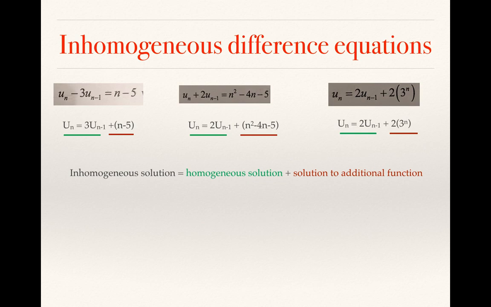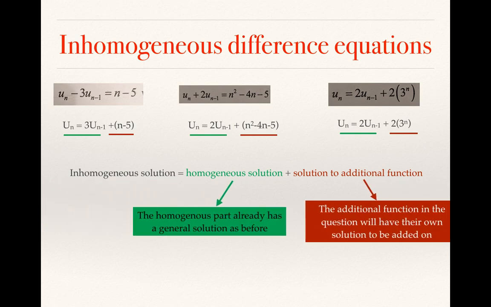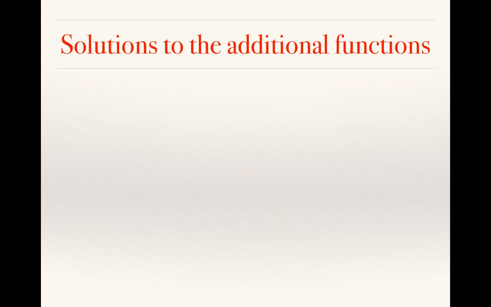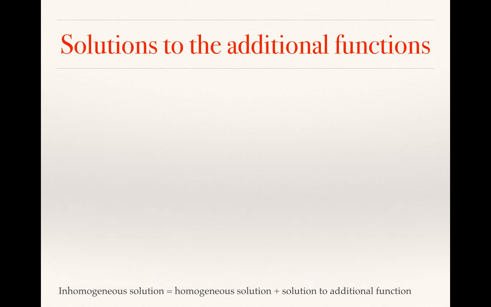Alright, so where do we go from here? After this, we take a look at the solutions to the additional functions. And this is quite straightforward as well, although it may appear complicated at first. So again, an inhomogeneous difference equation is a homogeneous equation plus an additional function. And when we try to find the general solution for the inhomogeneous equation, we need the general solution for the homogeneous part and the additional function. And we're dealing with the second thing now.